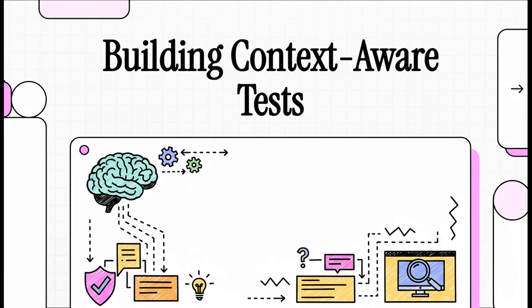Welcome to The Explainer, where today we're tackling something huge in software testing. We're going to talk about how to stop writing tests that constantly break and start building tests that can actually think. This is all about making our tests context-aware, which makes them smarter and way more resilient.